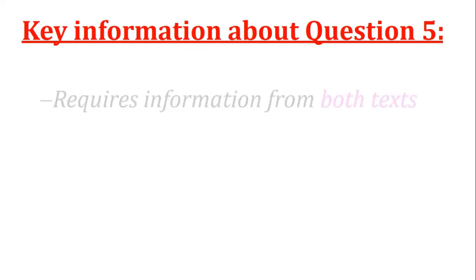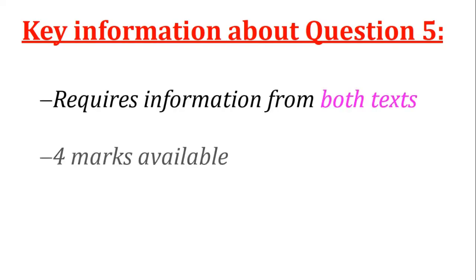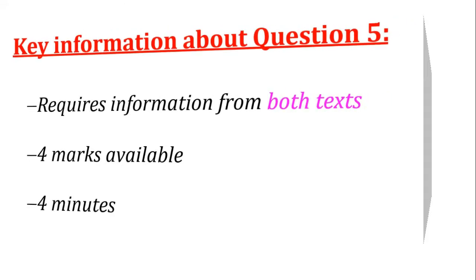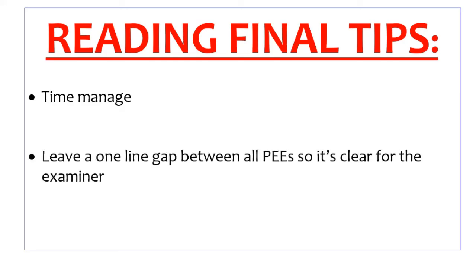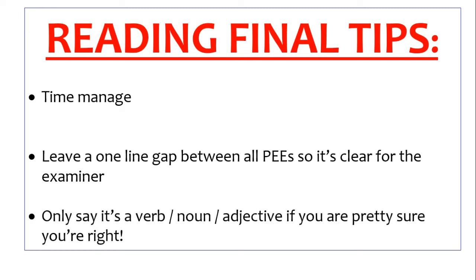So, key information about question 5, again, a summary: you need to talk about both texts. It's 4 marks, and it's about 4 minutes. And a summary for the whole reading exam: time manage. Remember, 4 or 5 minutes for the small ones, 13 minutes for the 10-mark question. Leave a 1-line gap between all your PE so it's clear for the examiner, and only say if it's a verb, noun, adjective or whatever if you're pretty sure you're right.